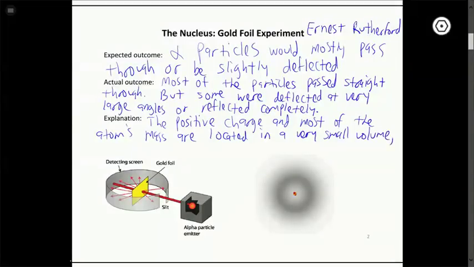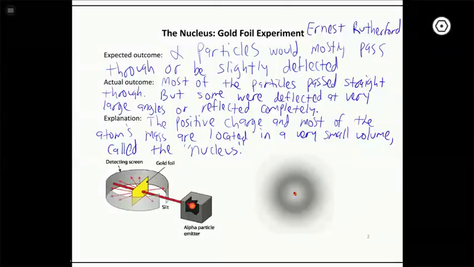And what we now call this area is the nucleus, and then biologists had to co-opt that name for a part of the cell as well. But in chemistry, it's the center of mass and positive charge in an atom. So the new model for the atom that came out of this, still a lot of missing details that we're going to progressively build up over time.